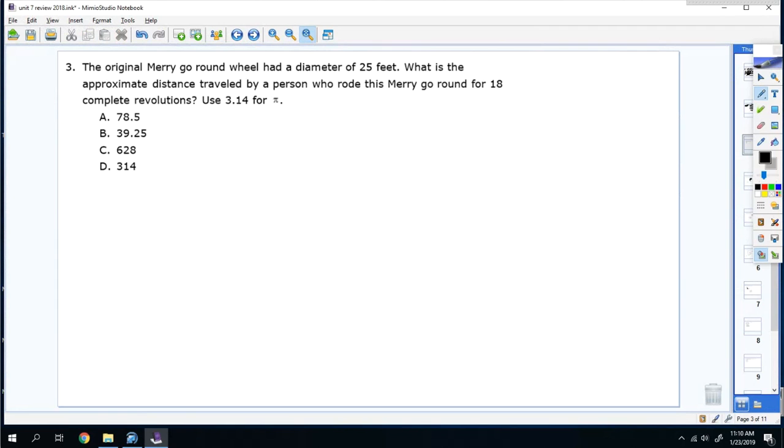All right, number 3. The original merry-go-round wheel had a diameter of 25 feet. What is the approximate distance traveled by a person who rode this merry-go-round for, it should say, 8 complete revolutions? My apologies. Use 3.14 for pi. Okay, again, diameter is 25 feet. So you write that down.